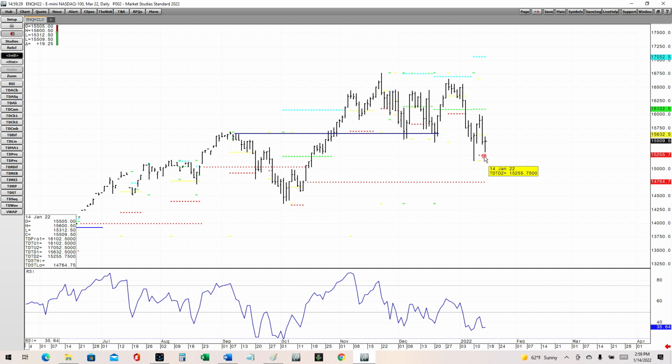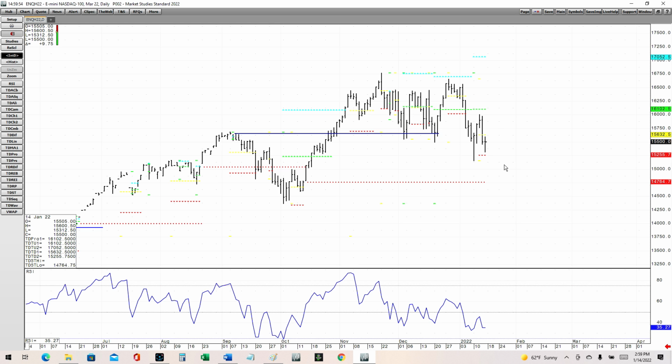These red diamonds here and these teal diamonds up here are another proprietary tool from DeMark. This area down here in the NASDAQ 100 futures, sitting somewhere around 15,255-ish. This is potential support. And this is a magnet up here, a potential upside target.